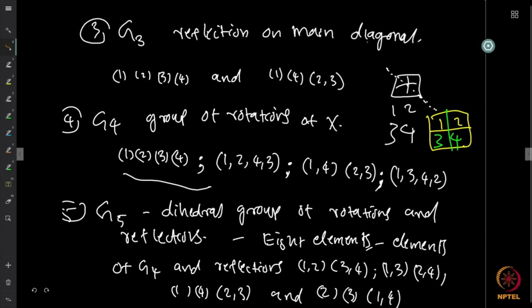So what are the elements? The reflections: 1 going to 2 and 3 going to 4, so that is the vertical reflection. Then 1 going to 3 and 2 going to 4, which is the horizontal reflection. Then 1 and 4 remain, 2 and 3 are interchanged, which is the reflection on the main diagonal. And then 2 and 3 remain themselves, and 1 is going to 4, which is a reflection on this diagonal, the diagonal including 2 and 3. So this is the dihedral group, which consists of all rotations and reflections.